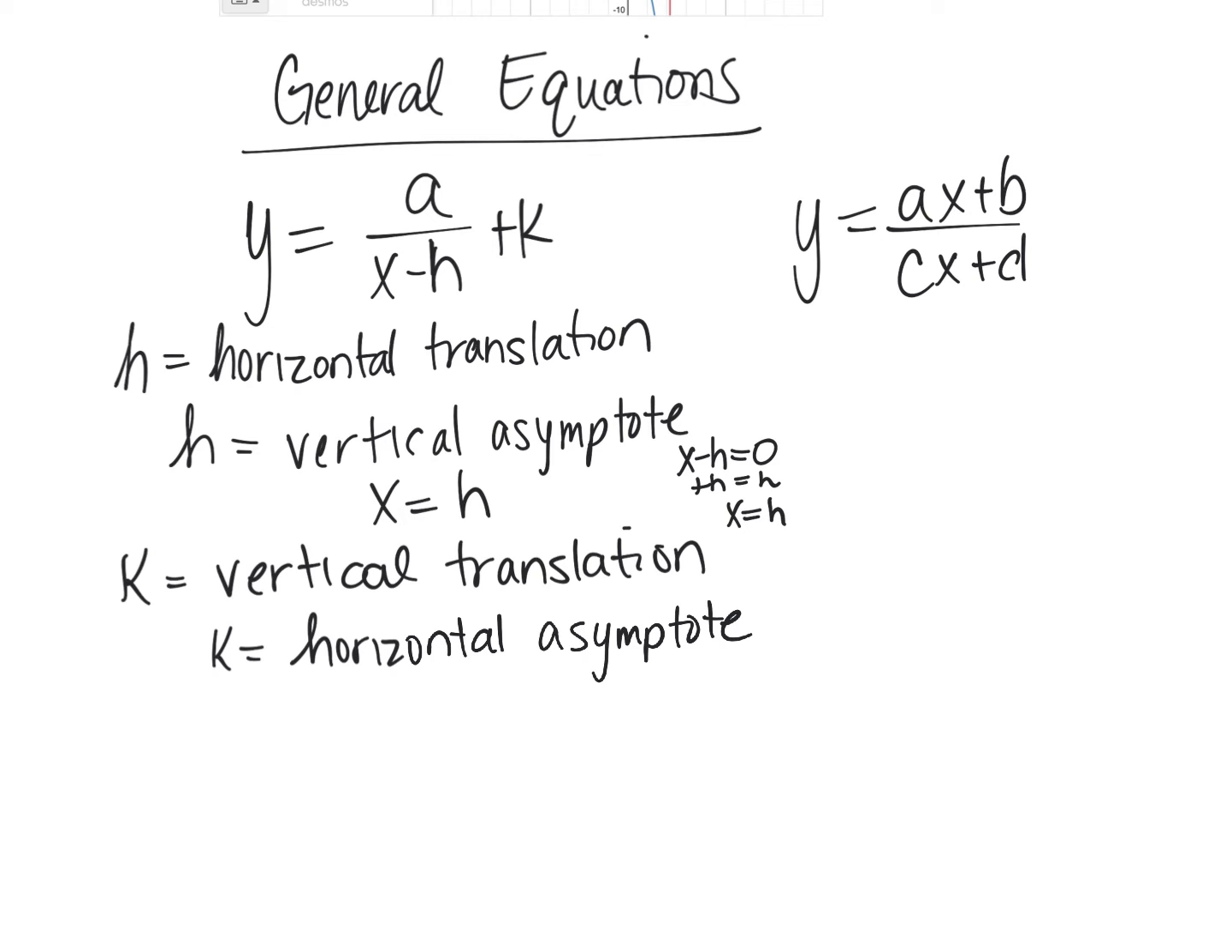So for this second equation, we're going to have to solve the denominator equal to 0 in order to find my vertical asymptote. We just have to find out what makes the denominator 0. That's the whole idea behind the vertical asymptote. It's an x value I can't plug in because it makes the denominator 0.